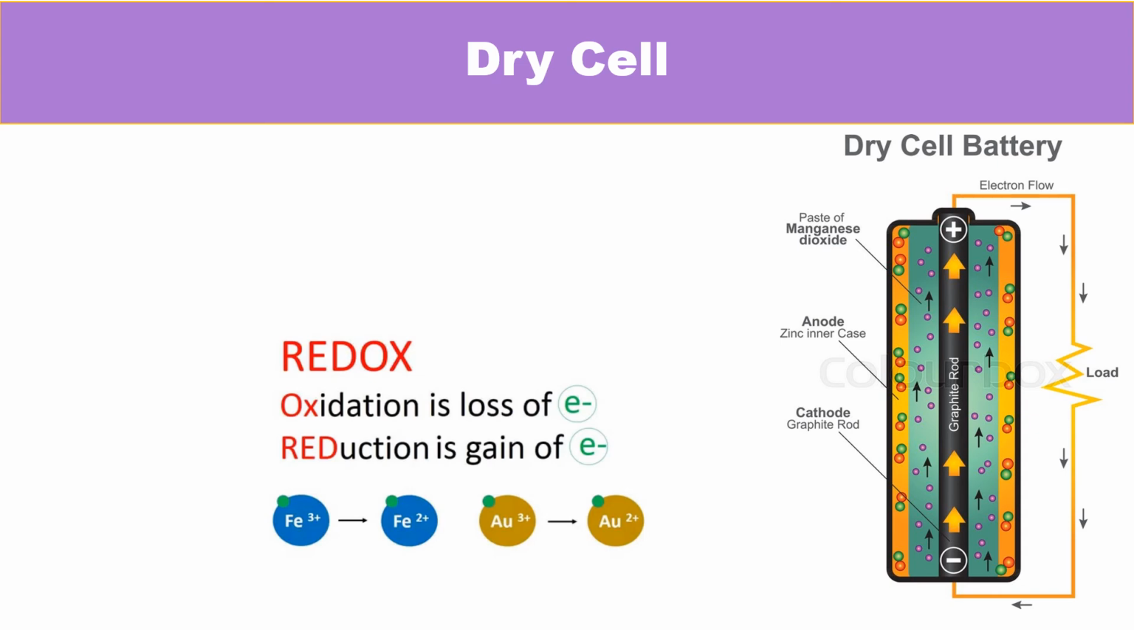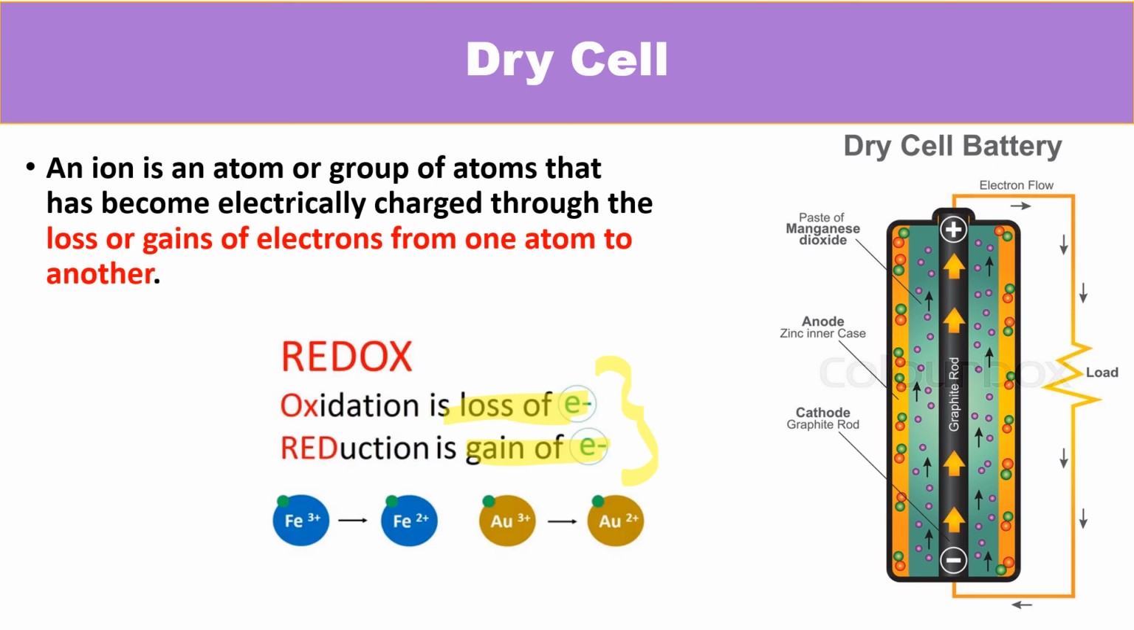Dry cell, if you think about the mechanism, one side loses electrons like I mentioned, and another side needs to gain electrons, and these two have to be balanced. If it's not balanced, electricity flow doesn't work. Either overheating happens or the reaction doesn't happen spontaneously. An ion is an atom or group of atoms that has become electrically charged through the loss or gain of electrons. We learn about that in the chemistry unit quite a bit.